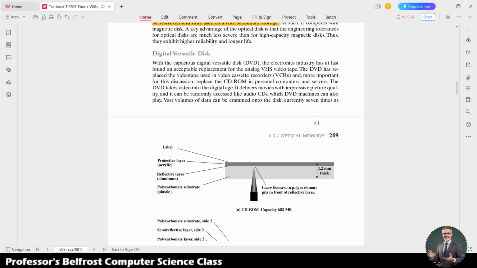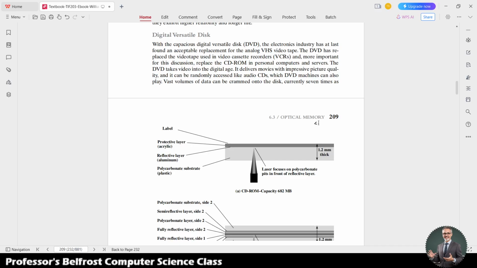Now we have DVD. So yeah, the DVD has replaced the video tape used in VCRs, and has also replaced the CD-ROM in personal computers and servers. So yeah, for DVD, here's the structure.